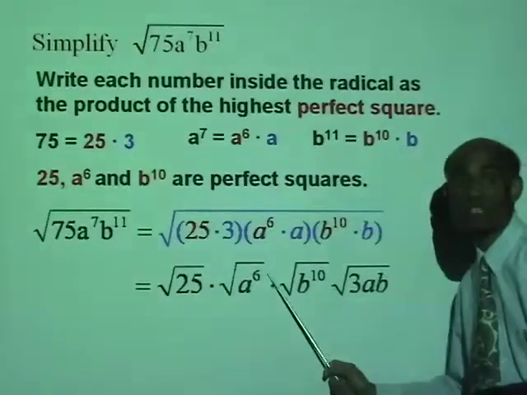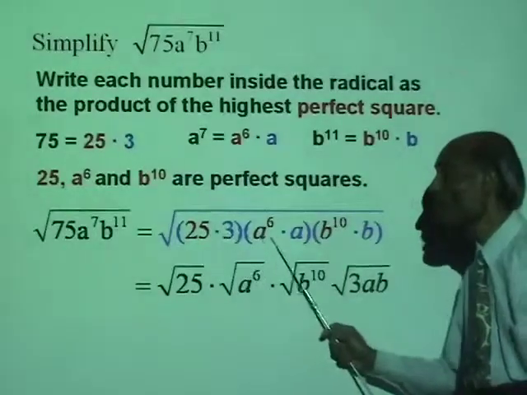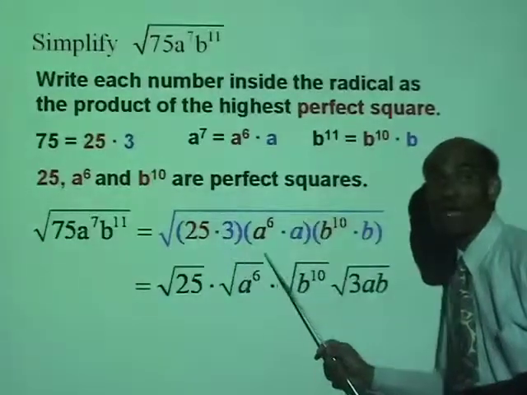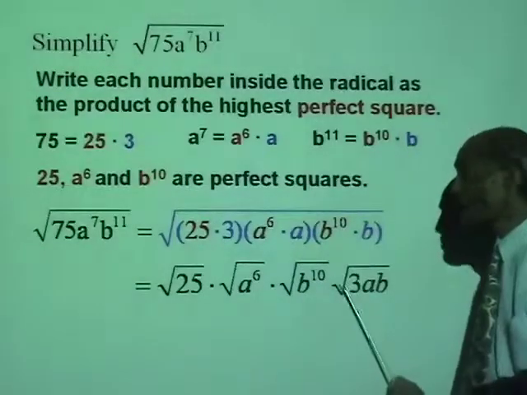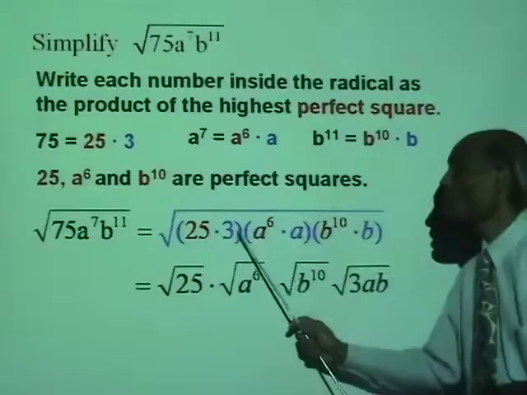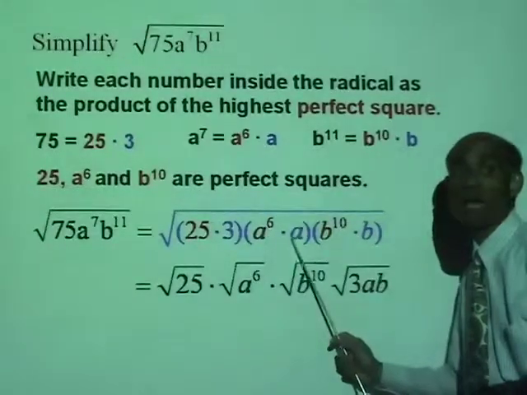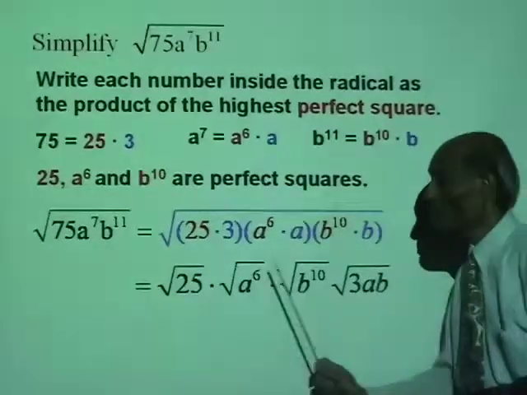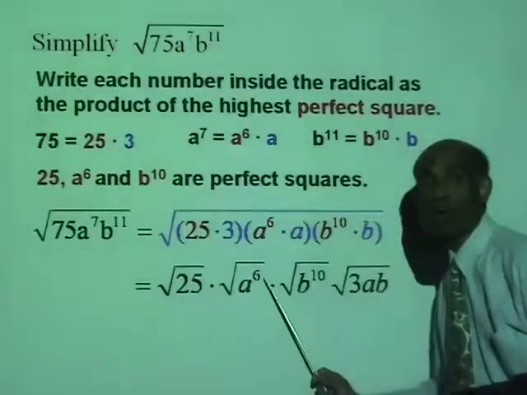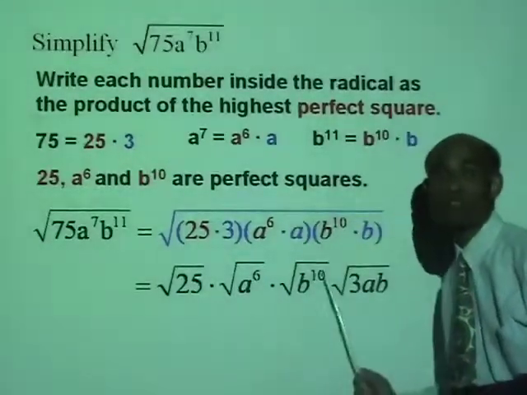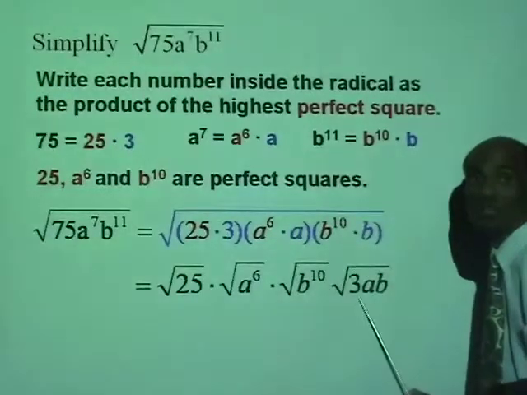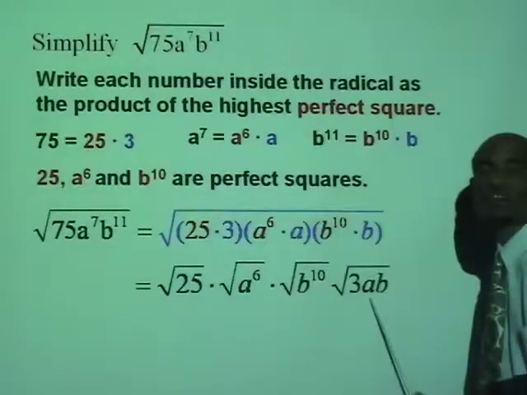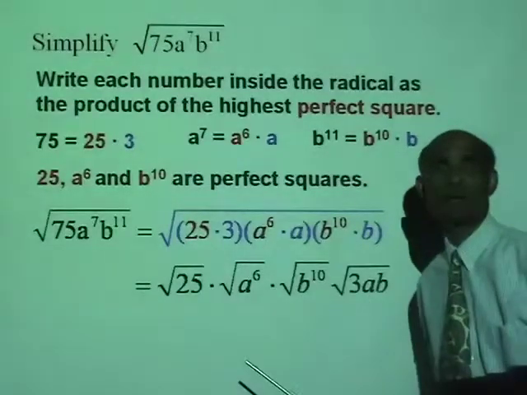We have separated all the perfect square radicals, and then keep all the remaining inside one radical: square root of 3ab. There you are. Why? Because all these perfect square radicals can be simplified. This cannot be. Its fate is to stay inside that square root forever.